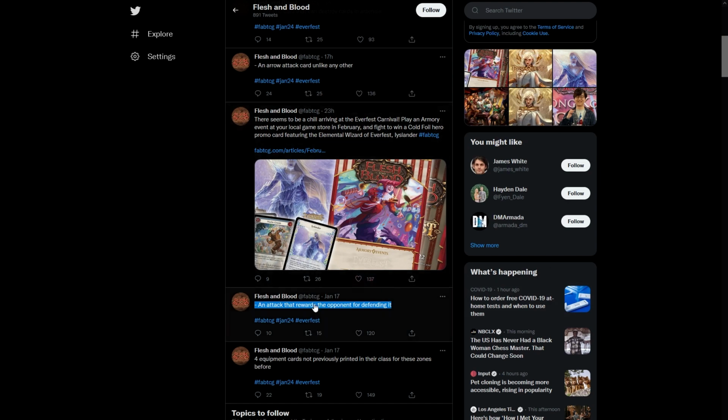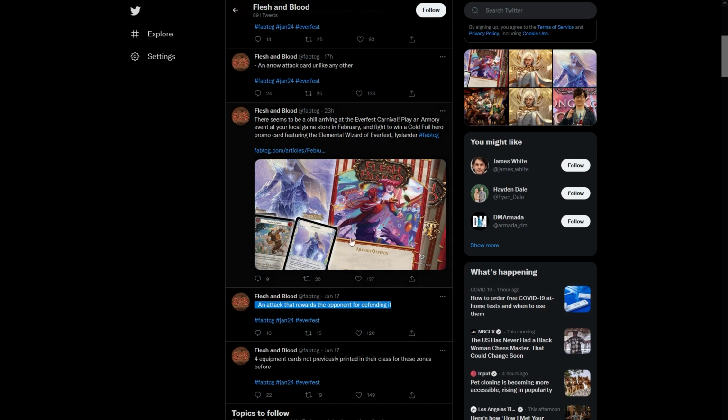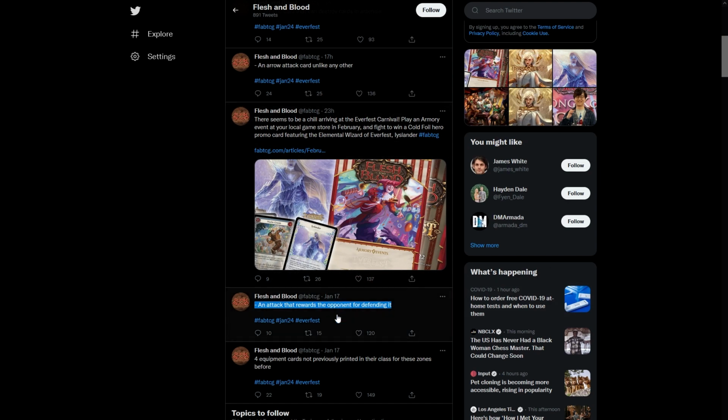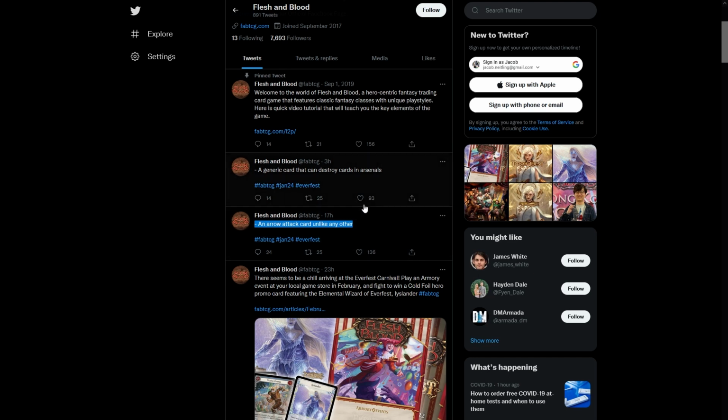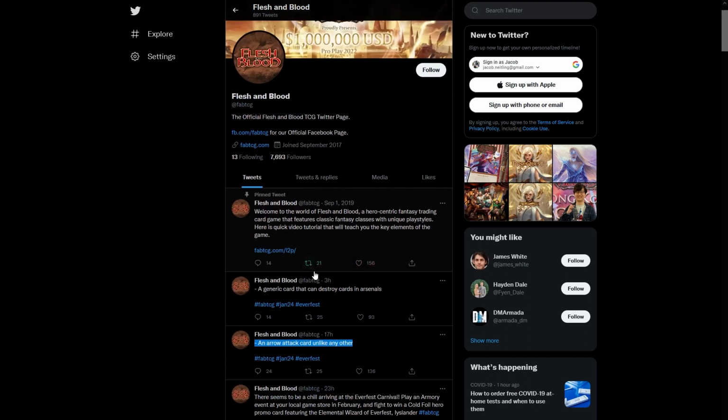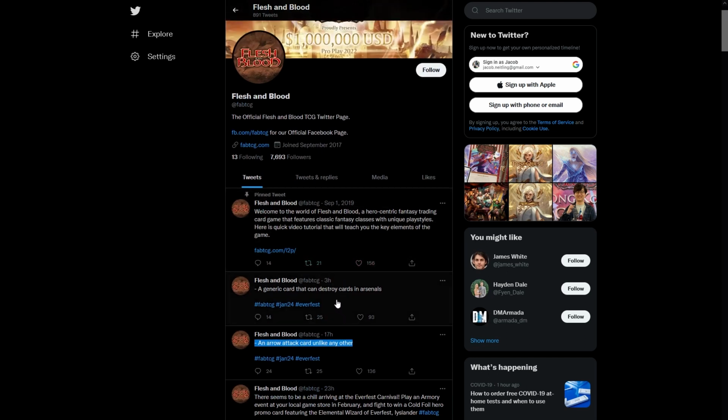I can't keep up with that with my mechanologist. But again, every pairing is not one-to-one. Some other interesting things here is an arrow attack unlike any other. So I'm assuming that's a ranger, but maybe if they get the arrow attack unlike any other, that would lead back to the statement of they're not getting another piece of equipment. Again, speculation here. Another thing is a generic card that can destroy cards in arsenal. So that's kind of neat.